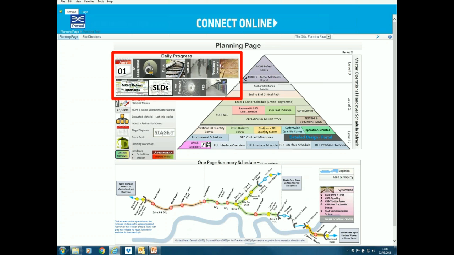We produce daily reports. So for tunneling, we produce daily reports. For track installation, track concrete at the moment, we produce daily reports. Other things are weekly. And then we have our one-page summary schedules. So in the map, we have an interactive map at the bottom. For each one of the stations, if you click on any of the links to any of the stations, you will get to a one-page plan. I'll show you an example.